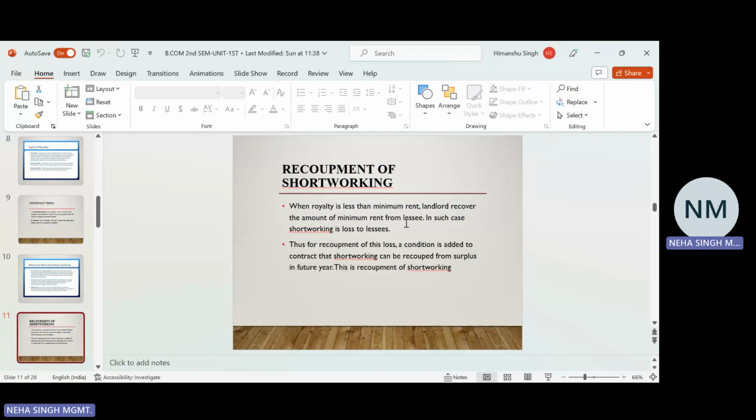वो ज्यादा 40,000 को ज्यादा पे कर रहा है लेसी, है ना, तो वो रिकवरी कब होगी, तो वो रिकवरी होती है जिस भी साल सरप्लस होता है। तो ये कंडीशन डलवाई जाती है in a contract that short working can be recouped from surplus in future year, कि जिस भी साल शॉर्ट वर्किंग होती है उस साल के नेक्स्ट ईयर जो भी सरप्लस होगा उससे वो रिकवर कर ली जाएगी। This is recoupment of short working.